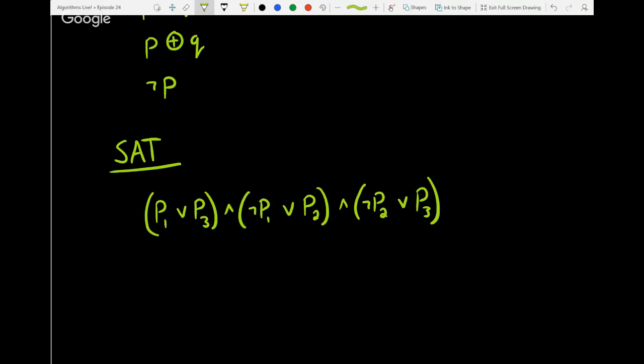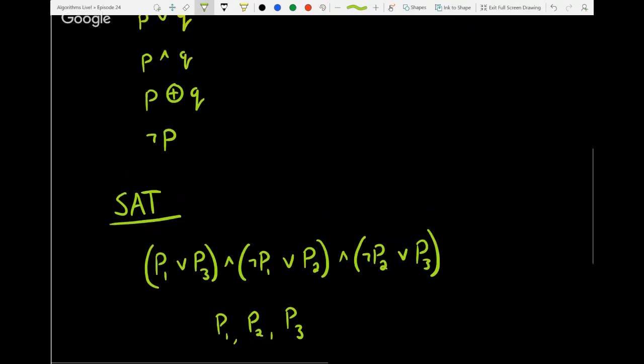And what you want to do is just find truth values for P1, P2, and P3. So just set each one to true or false. And when you resolve these ands and ors together, you either get true or false. You want to see if you can make this true. So satisfiability is all about trying to make your compound proposition true. Can you figure out how to solve it? And generally, SAT is NP-complete. So you're not going to find an efficient solution to that.